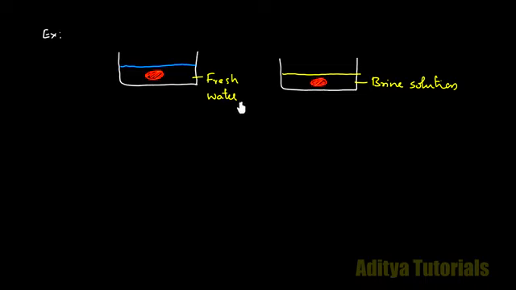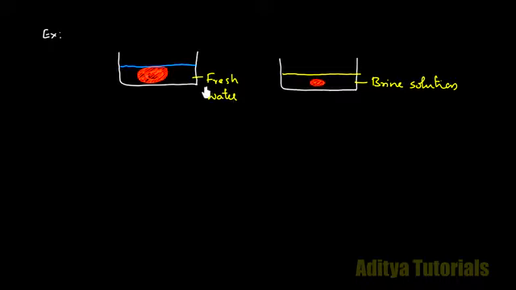After a certain time, in the fresh water, the blood cell swells and becomes larger here. But in the brine solution, the blood cell shrinks. It becomes smaller. The size of the blood cell shrinks. So what is the reason behind this? Why is it happening so?